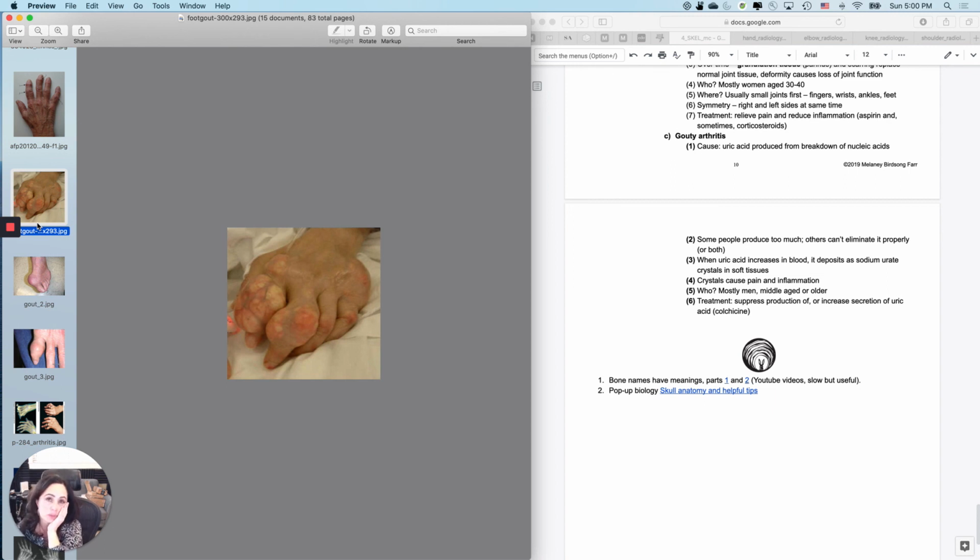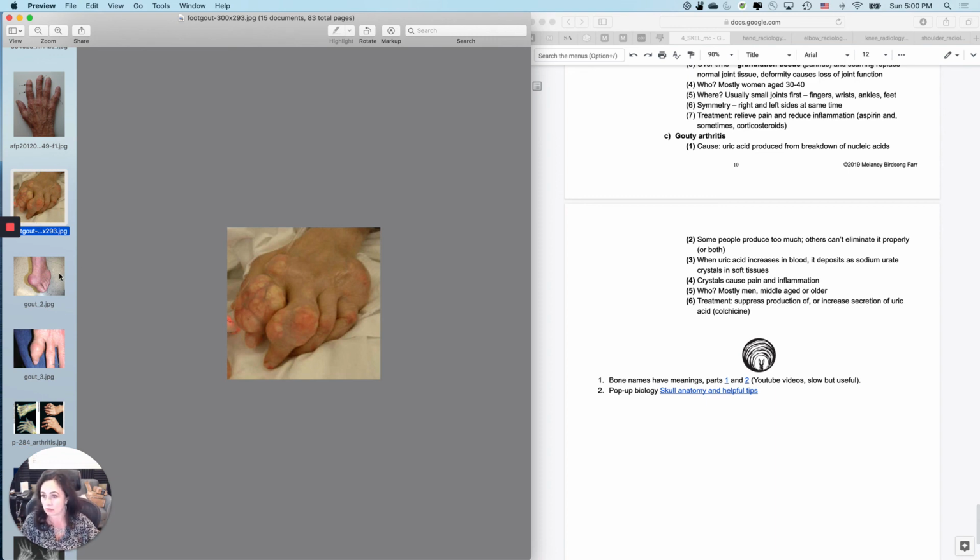Who gets this one? This one is mostly men, historically speaking, usually middle-aged or older. And they used to say that was primarily because men had higher protein diets. They used to call this the disease of kings because, let's say back in the Middle Ages, who got most of the high protein diets, and which men? Rich men. It doesn't have anything to do with sex as far as we know, or even hormones. But protein-rich diets tend to be associated with gout.